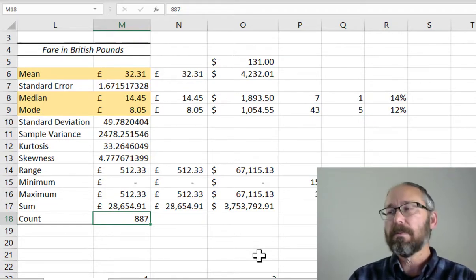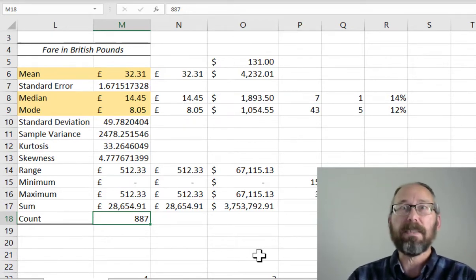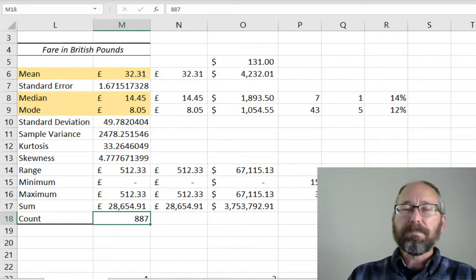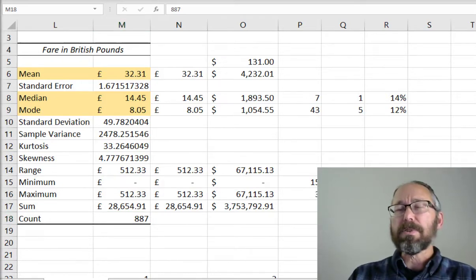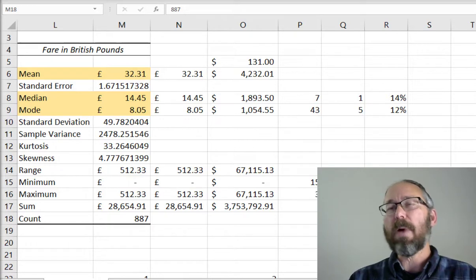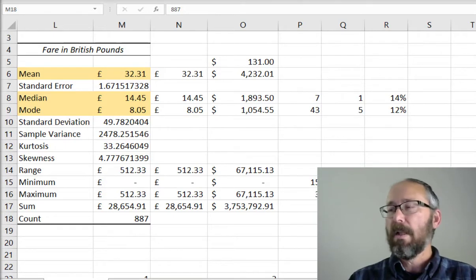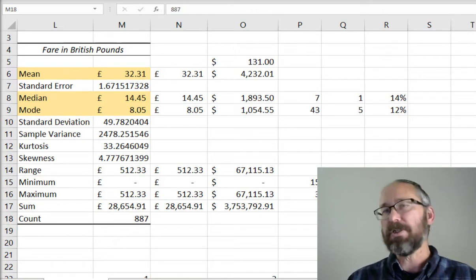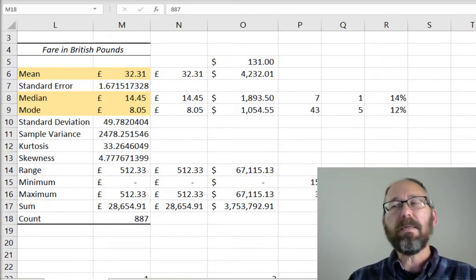So in our sample, we can say the mean is 32.31 British pounds, 1911 British pounds, and the median is 14.45, and the mode is 8.05 of our sample. And the idea is that a sample is representative of the population. But of course, let's say there are 2,500 passengers. You could take nearly 900 passengers in almost any combination, right? And so the mean, the median, and the mode that you get from those samples, there could be some variation in there.